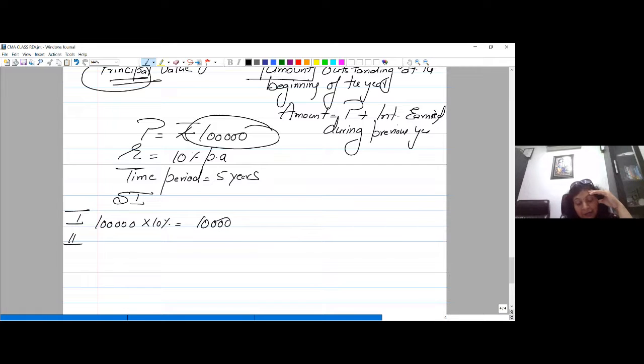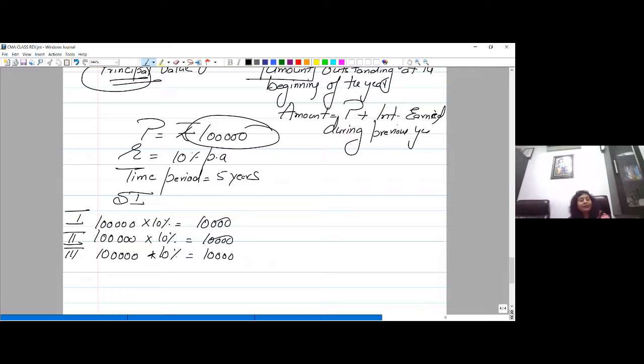Second year again, we'll find out what the principal is, that is 1 lakh. So 10%, that is equal to 10,000. In the third year again, same thing, because principal remains the same. Principal never changes. So when principal remains the same, that means simple interest also remains the same. So every year you will get the same amount of interest. That is the concept of simple interest.